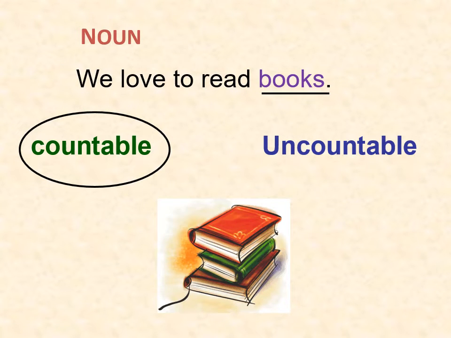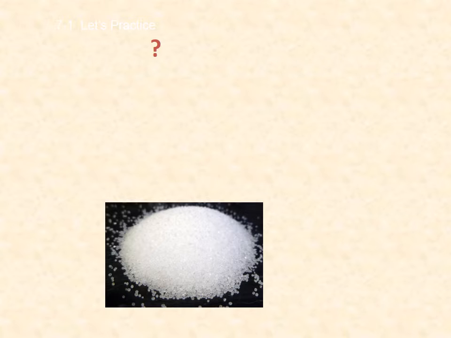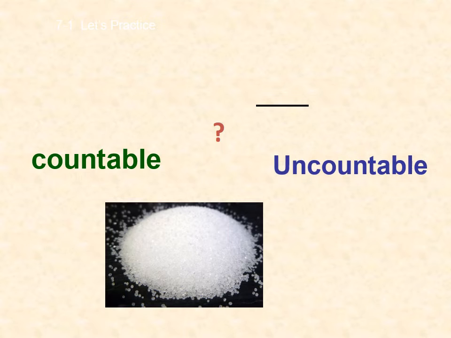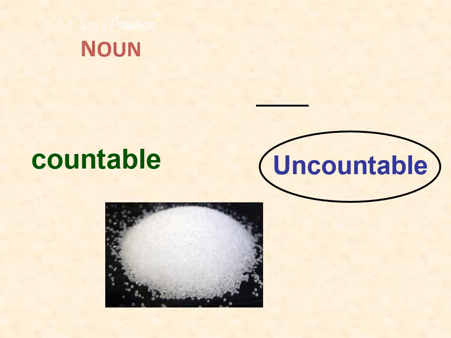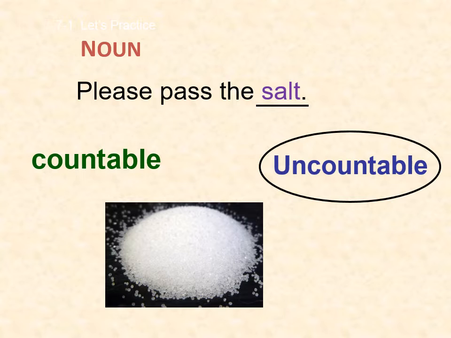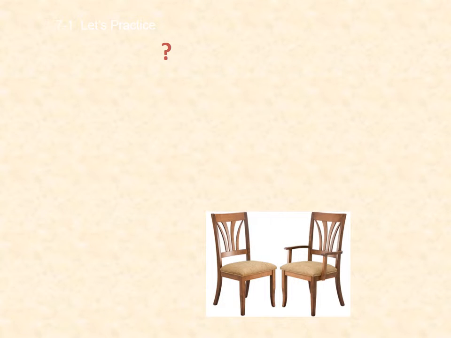We love to read books. So the word books is countable, all of them, they are countable. What about sugar? What do you think? Sugar is countable or uncountable? It's uncountable. So I have to say, please pass the salt or the sugar. The salt or the sugar is uncountable. I can't count them.